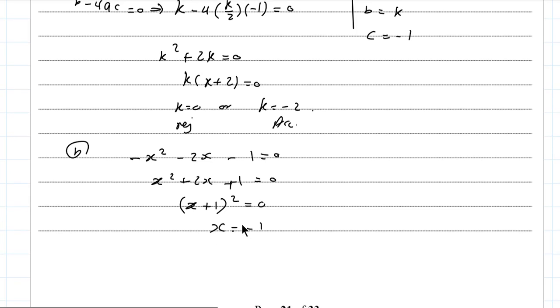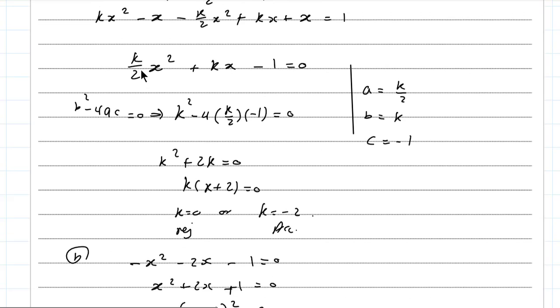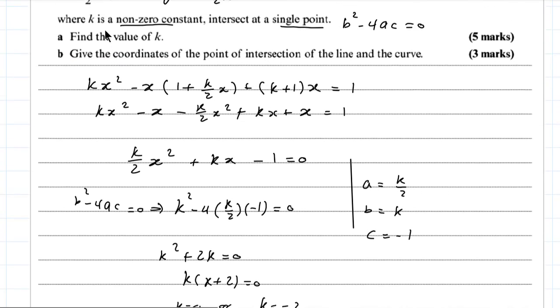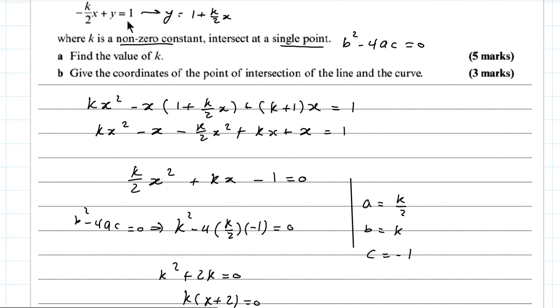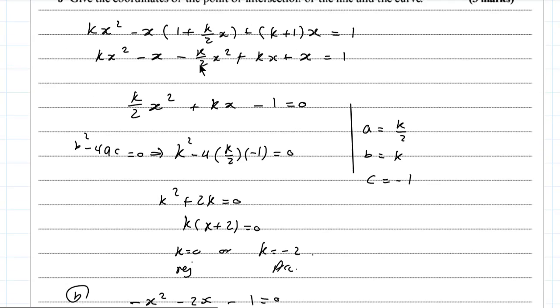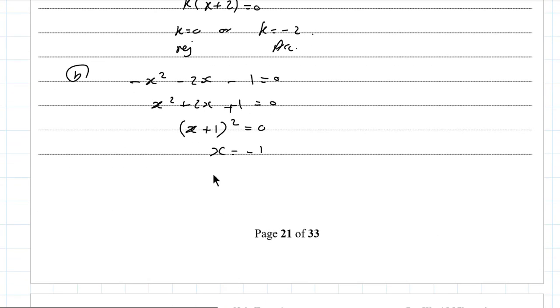The corresponding y component can be evaluated by substituting with k value and x value in the linear equation. So we can write y equals 1, k is -2, -2/2 it will be minus 1, minus x. The corresponding y will be here y equals 1 minus x. x is -1, so it will be 1 plus 1, which is 2. So the solution will be -1 and 2.